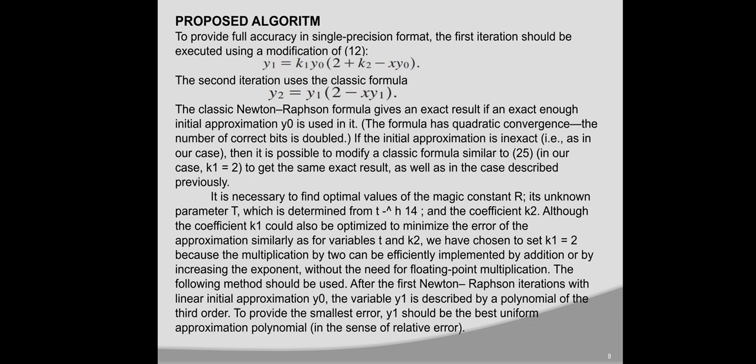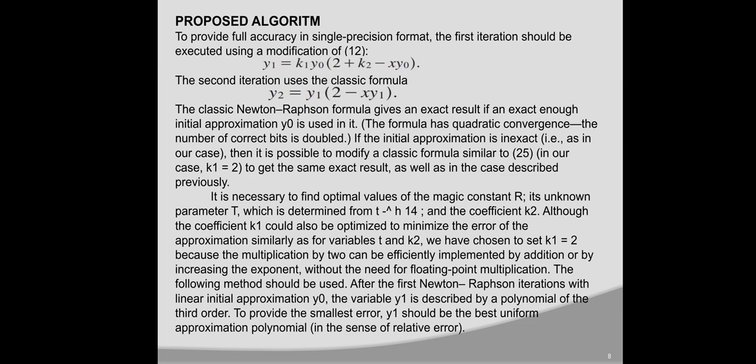The formula has quadratic convergence and the number of correct bits is doubled. If the initial approximation is as before, then it is possible to modify a classical formula similar to get the same exact result, as in the case described previously. It is necessary to find optimal values of the magic constant r.